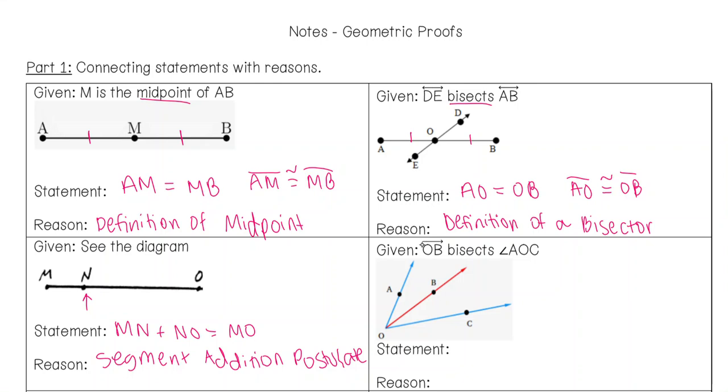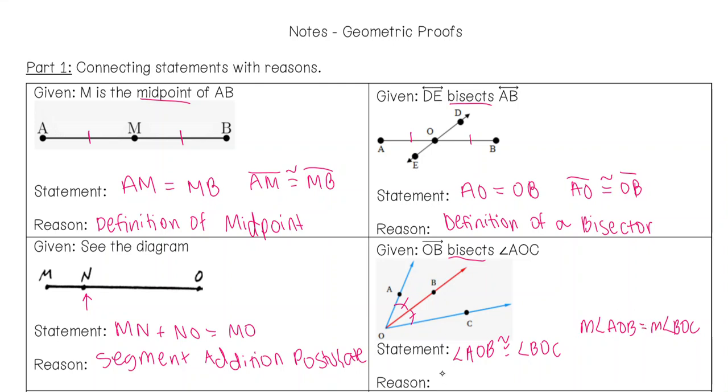Next up, I have given that the ray OB is bisecting the angle AOC. So again, we have that word bisect, but this time we're talking about angles. Remember that that creates two angles that are congruent to one another. So I can either say that angle AOB is congruent to angle BOC, or I could say that the measure of angle AOB equals the measure of angle BOC. Remember, they're slightly different, just like our segments. If you're talking about the angles being congruent, that means they have the same measure, but when we actually speak of their measure in the number, we're going to set them equal.